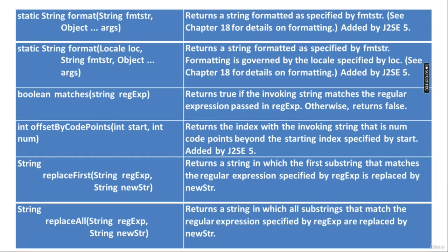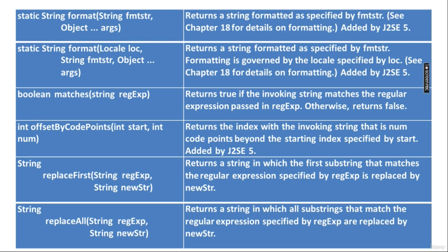static String format(String fmtstr, Object... args) returns a string formatted as specified by fmtstr. We will see this in the coming Chapter 18. Then static String format(Locale loc, String fmtstr, Object... args) returns a string formatted as specified by fmtstr. Formatting is governed by the locale specified by the Locale object.